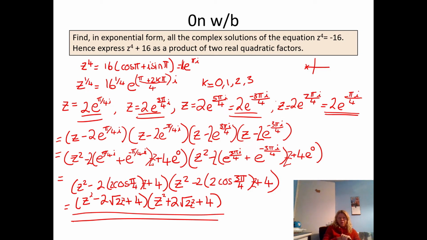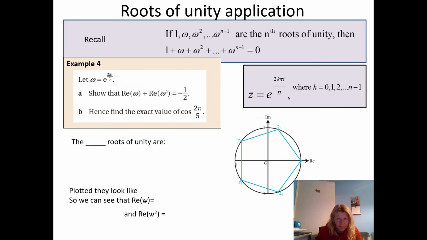Right, let's move on to the real stinker of a question. This one is weird, but we'll have to follow it. It's not too hard if we follow it, but it's odd. Okay, roots of unity application. Right, remember those things that we've met before.